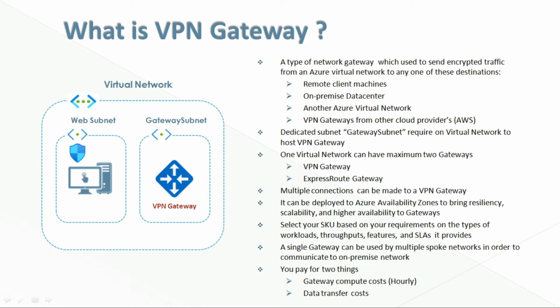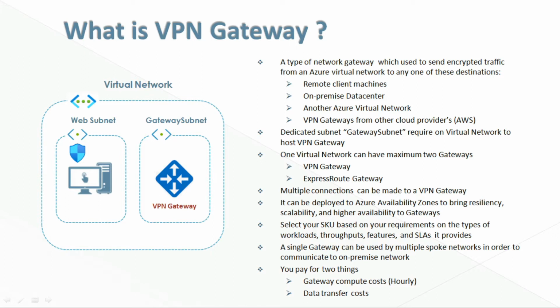Multiple connections can be made to a single VPN gateway. In that case, the bandwidth will be shared across all those connections. A gateway can be deployed to Azure availability zones to bring resiliency, scalability, and higher availability. You have to select the proper SKU based on your requirements and the types of workloads it supports, the throughput it gives, and the features and SLAs available for that particular SKU.